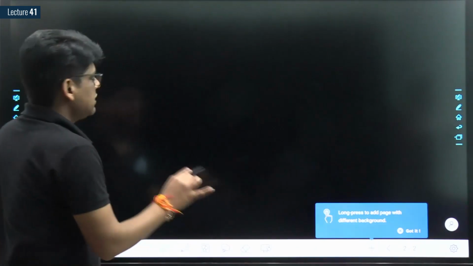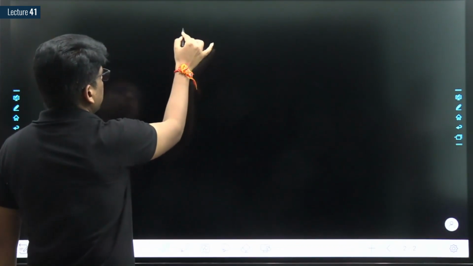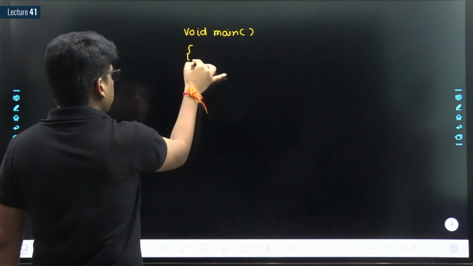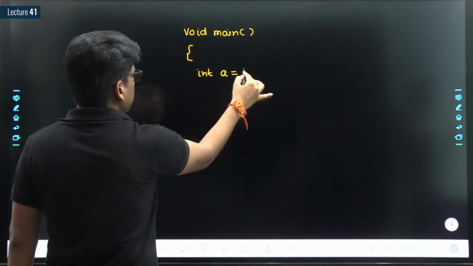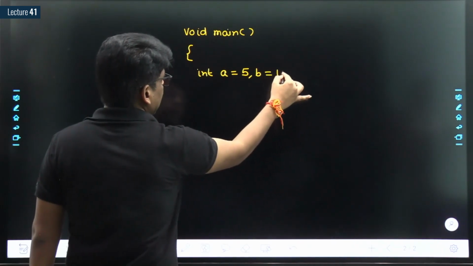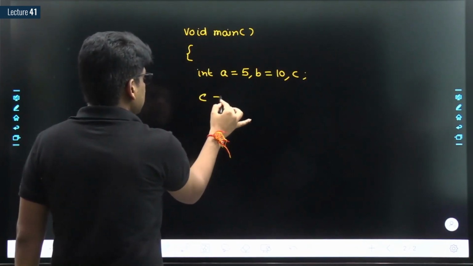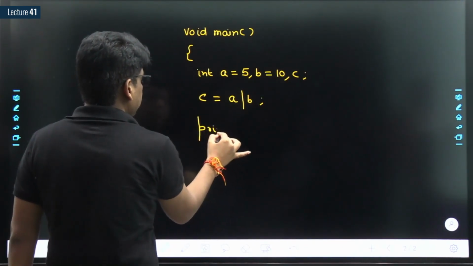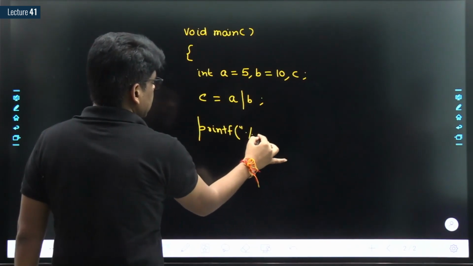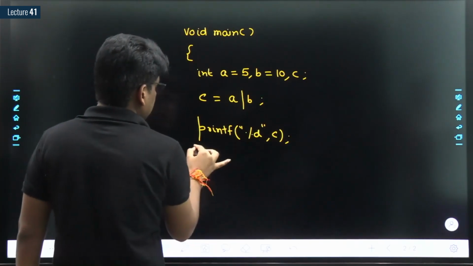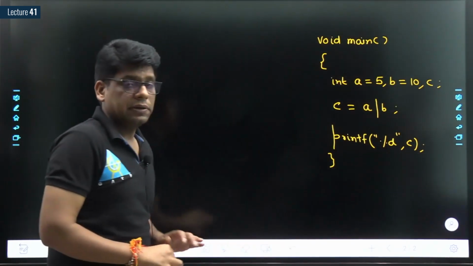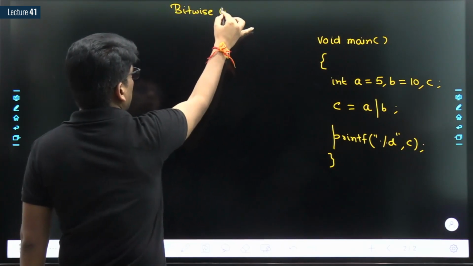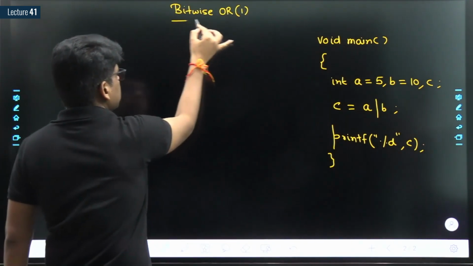Let me start with a simple one. void main, int a is equal to 5, b is equal to 10, comma c, and c is equal to a or b. printf percentage d, comma c. First of all, we are going to discuss the Bitwise OR Operator. How does it work?